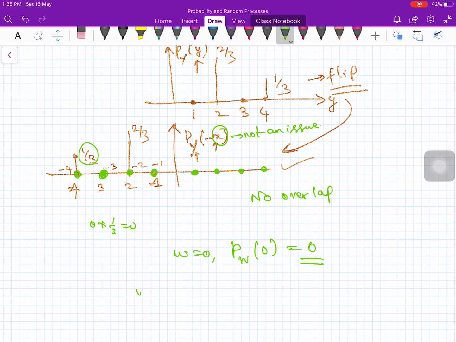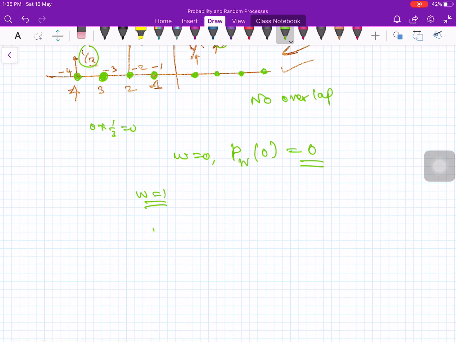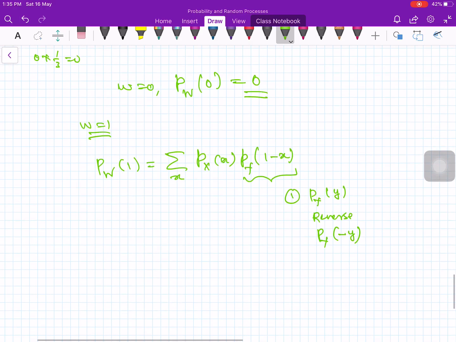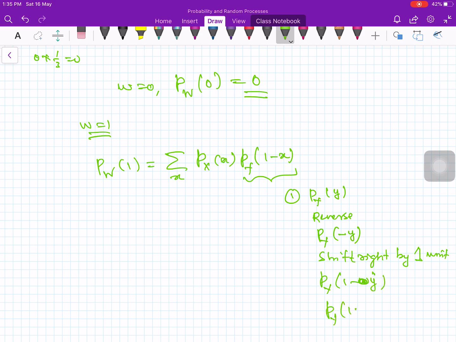Similarly, you can say w equal to 1. Then what happens? Your Pw of 1 is equal to summation over x, Px of x times Py of 1 minus x. So what is this? You take the PMF Py of y, then reverse the argument, that means Py of minus y, then shift right by 1 unit, then you will get Py of 1 minus y, or you can write Py of 1 minus x. Instead of y, you write this dummy variable, as I said.